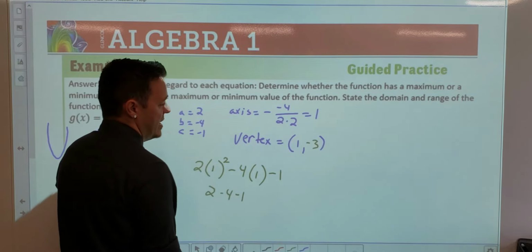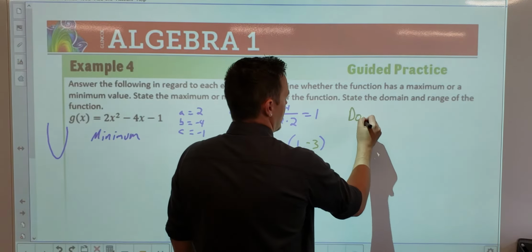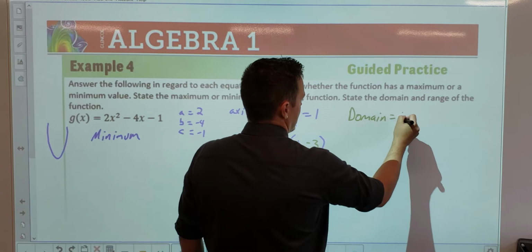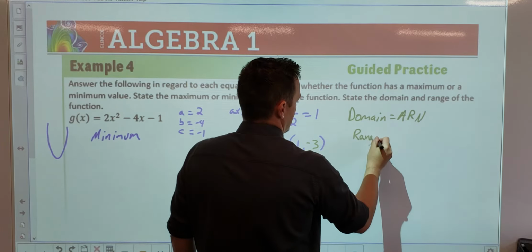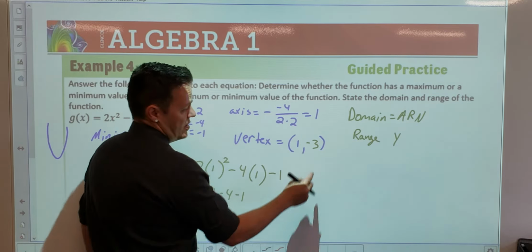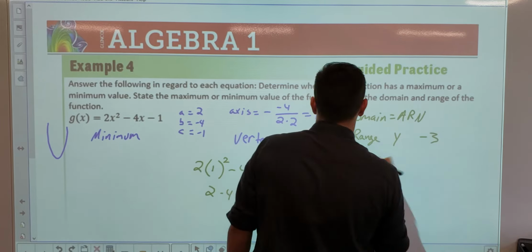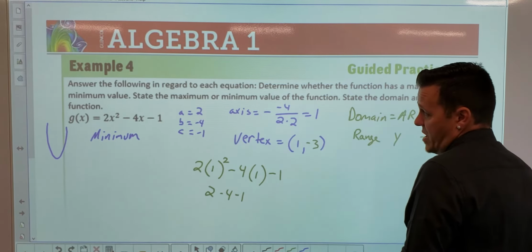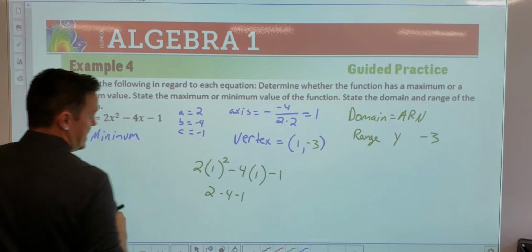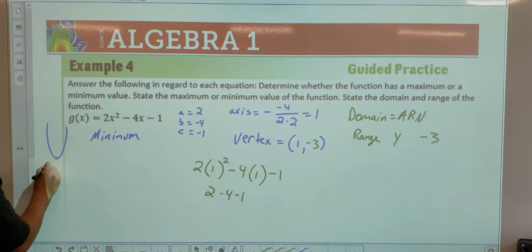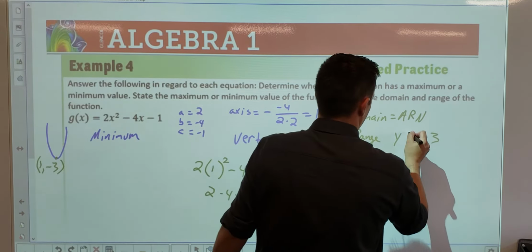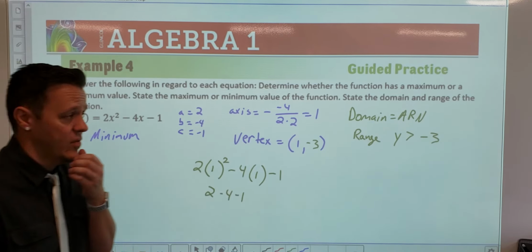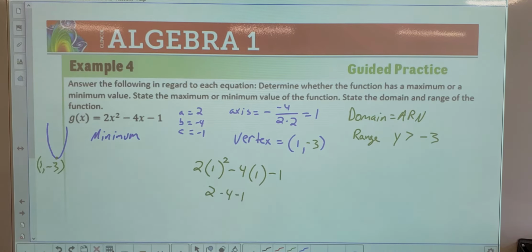negative 3. Okay, so if we know our domain is all real numbers, like it always is, my range is going to be a y and a negative 3. But this is a minimum. So if it's a minimum, that means the point right here is going to be 1 comma negative 3. So if that's the case, that means y is going to be every value what? Greater than negative 3. So hopefully you guys can see that in your minds.